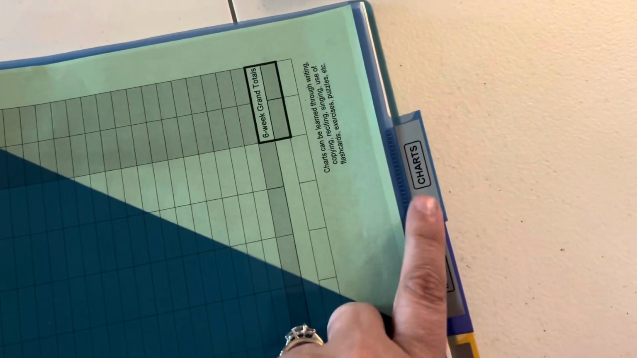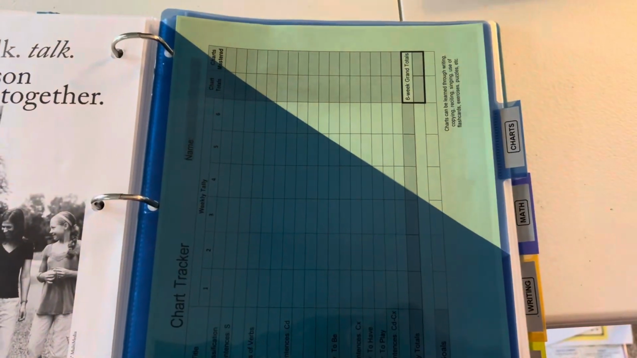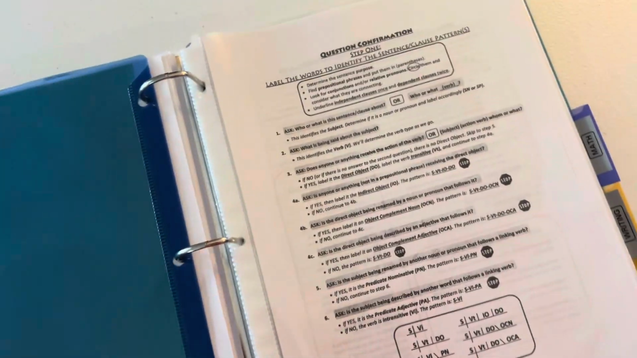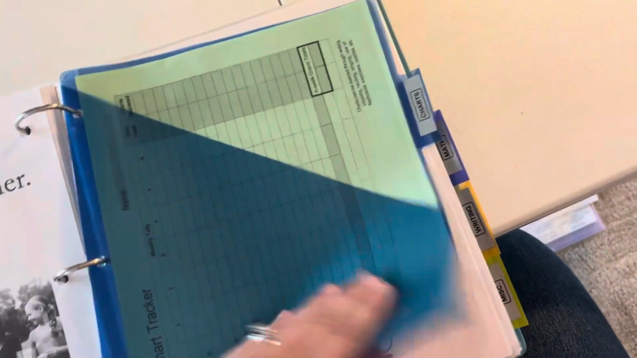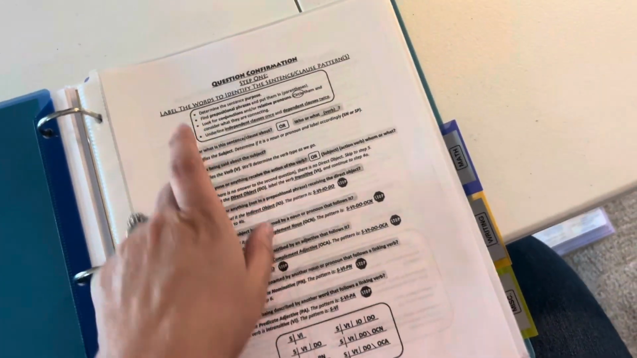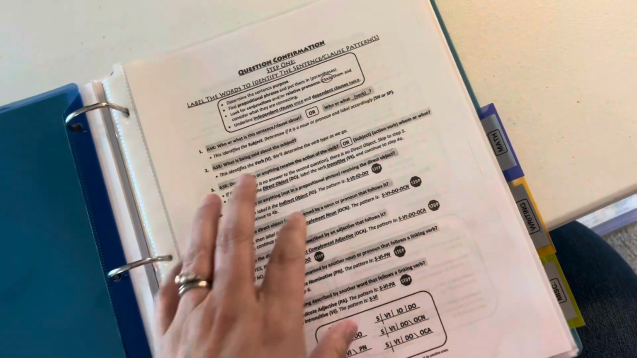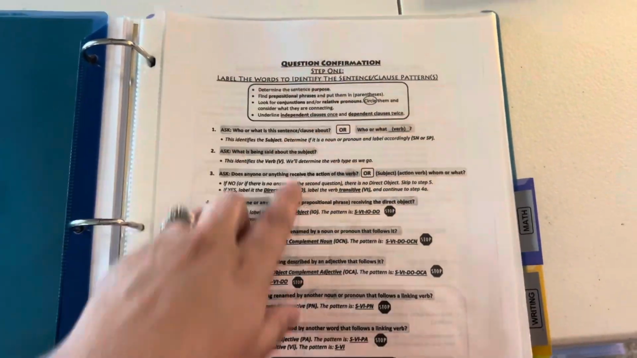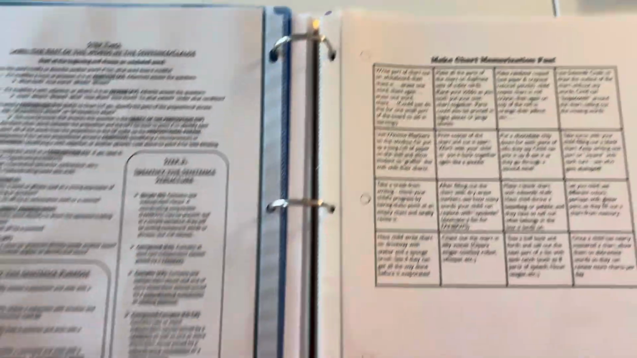Next tab is charts. In my pocket here, I have a chart tracker that our old tutor gave us. Not sure if I will do that or not. Our family did not use it very well. But I may offer that, because it's stuff like this that those pockets are really great for. So in charts, I have a question confirmation sheet. Technically, this is more sentence diagramming than charts, but I have that up here to access pretty easily.